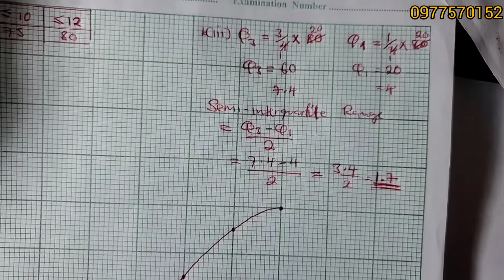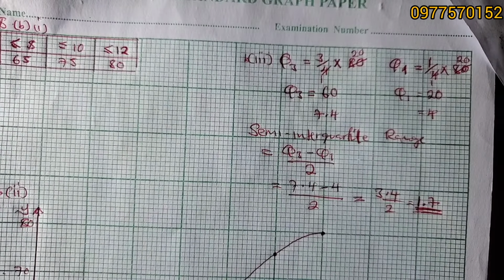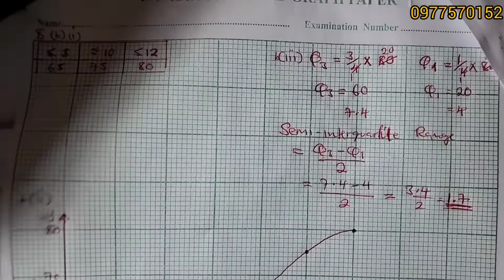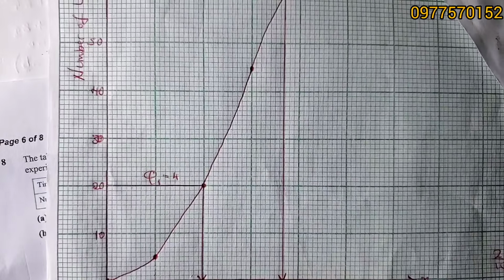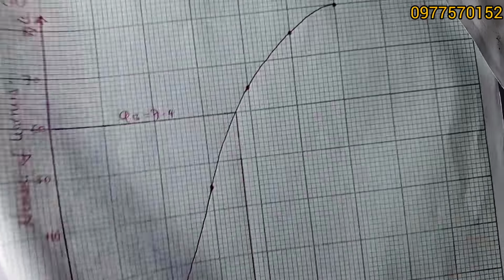So we are done. This is what the graph of statistics looks like. Okay? Like this. So we are done.